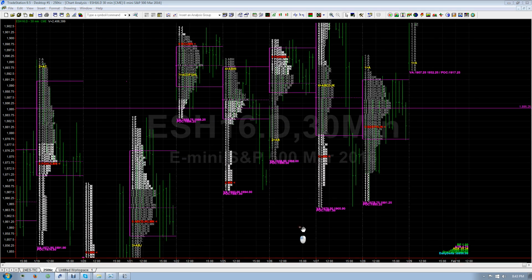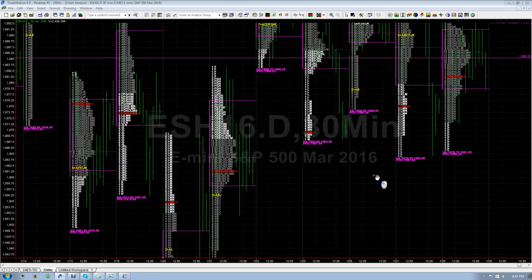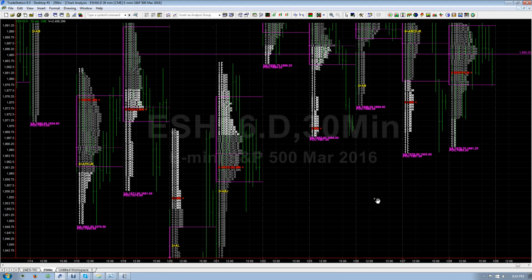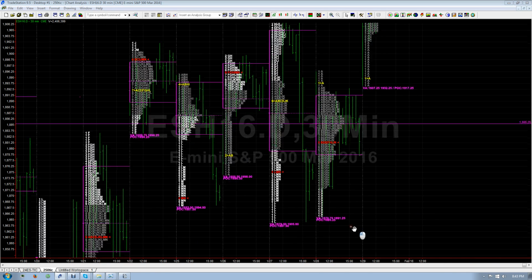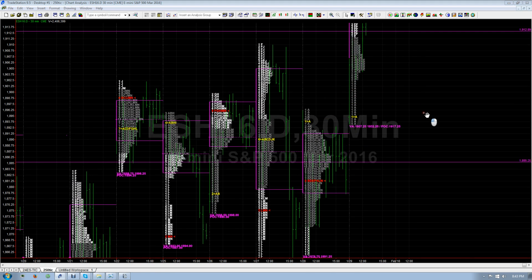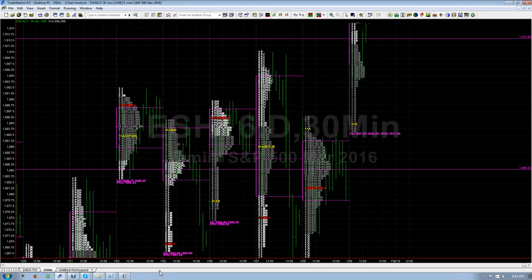So that's, I can't stress enough the importance of the current day's open in relationship to the prior day's profile. So hopefully that'll give you some insight into the types of openings that there are using the market profile graphic.